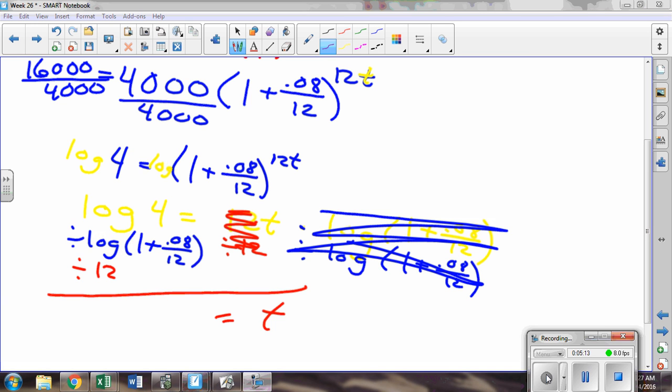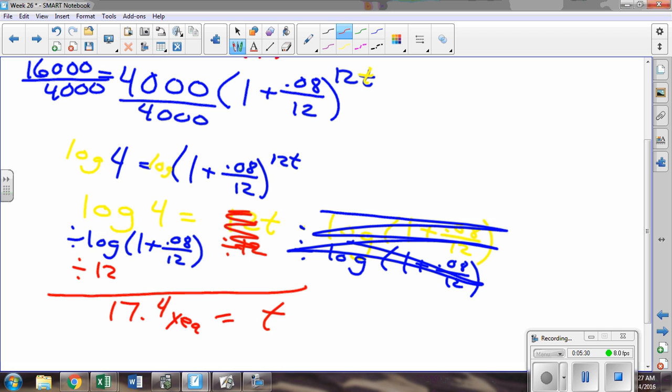And the students are telling me after rounding answers using their calculator, they obtained 17.4. 17.4 what? How is time being measured? It's years. So there you go. At 8% interest, compounded once a month, it'll take you 17 years to quadruple your money.